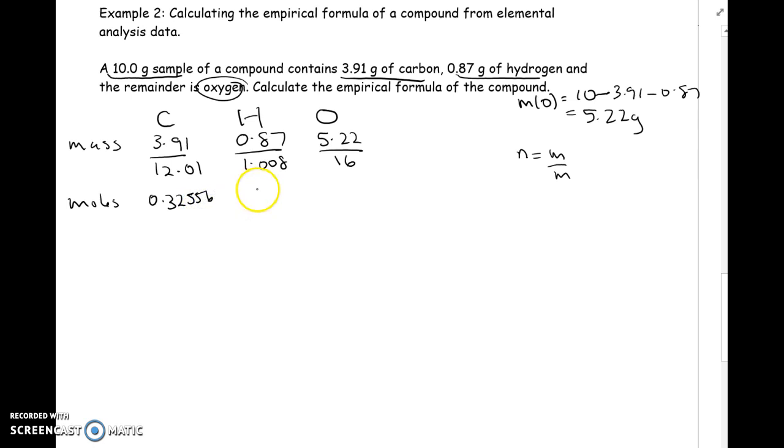0.32556, and I'm storing that in my calculator, 0.863, and I'm also storing that in my calculator, and 0.32625, which I've stored into my calculator as well.